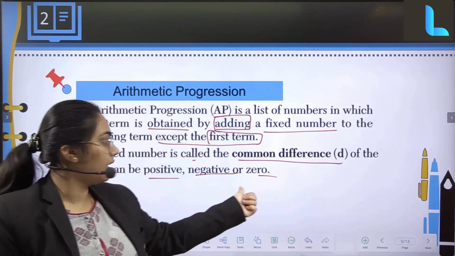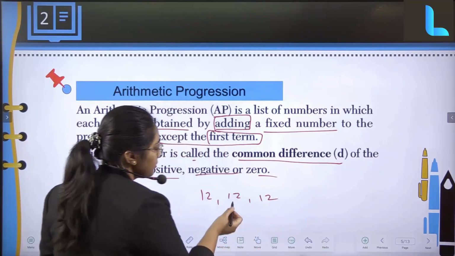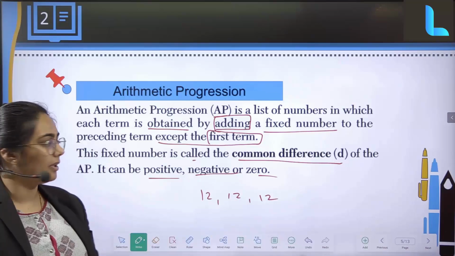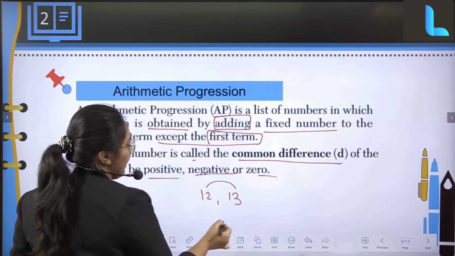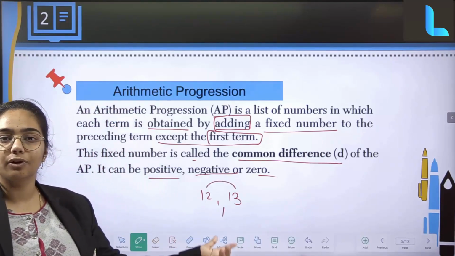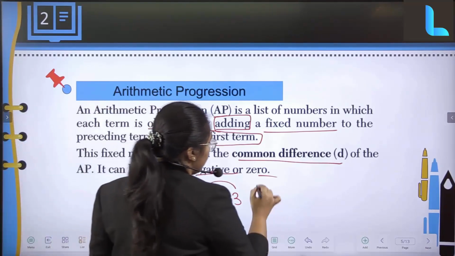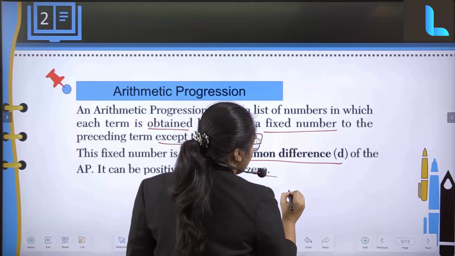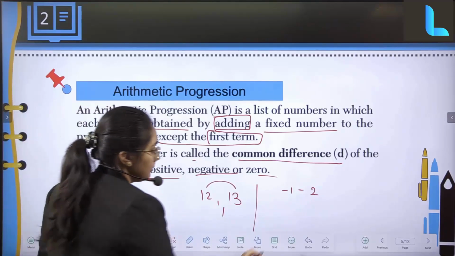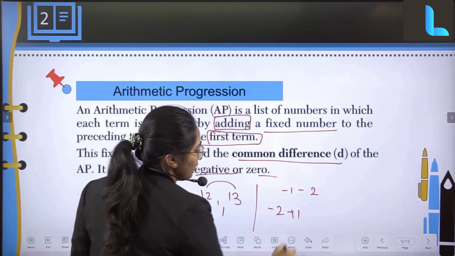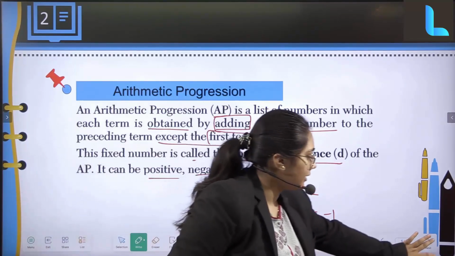See, if it is 0, what does that mean? 12, 12, 12, this is how you will be getting it. 12 minus 12 is 0. There is no common difference. Positive: how do I get positive? 12, 13. So 13 minus 12 is equal to 1. How are we going to do it? Term 2 minus term 1. You have to deduct the preceding number. Similarly, for a negative example, minus 1, minus 2, right? If I ask you what is the common difference, minus 2 minus of minus 1 is going to be equal to minus 1. This is going to be my common difference, right?